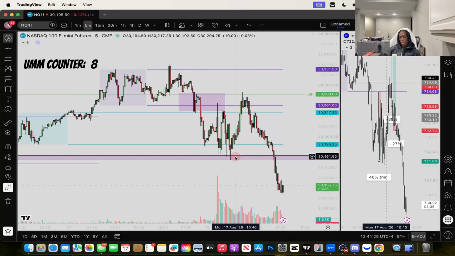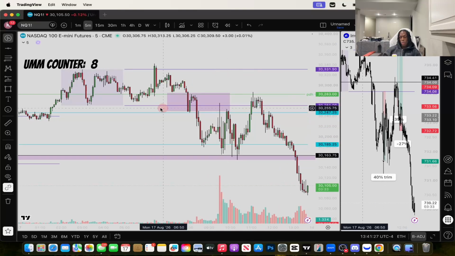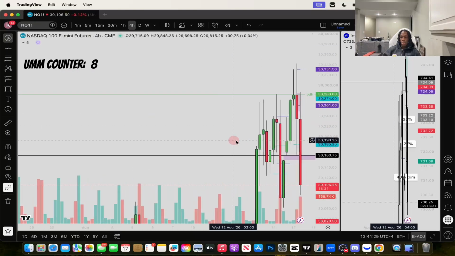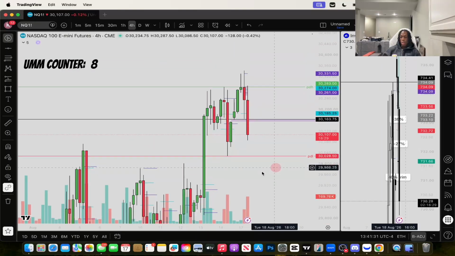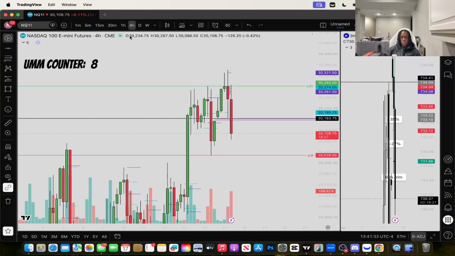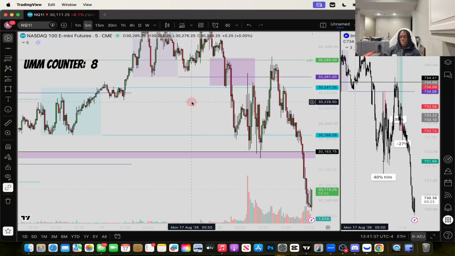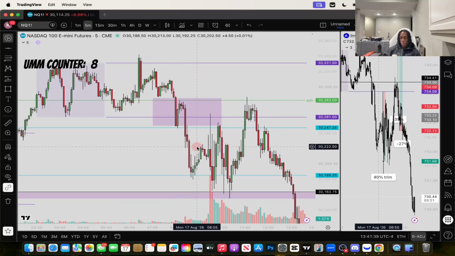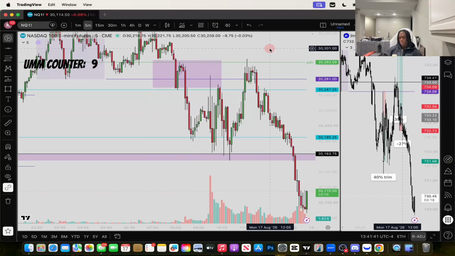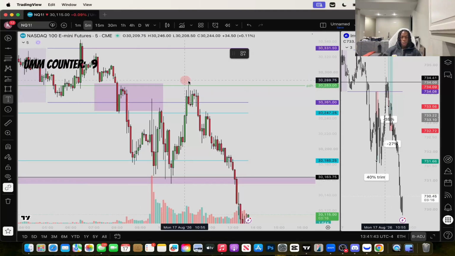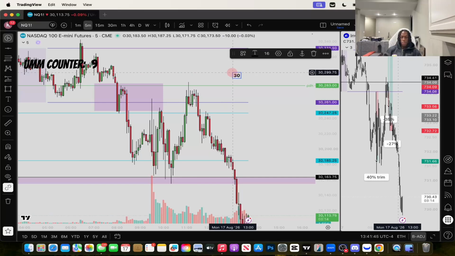Overall, yes, the higher time frame is still bullish, right? But you have to play using internal structure on the lower time frame too, right? So this is what we had coming into the market open. We had a 30-minute gap. There was a liquidity sweep at London high.